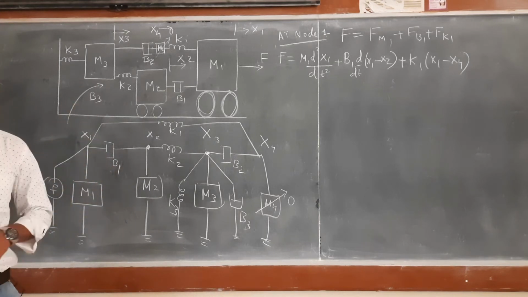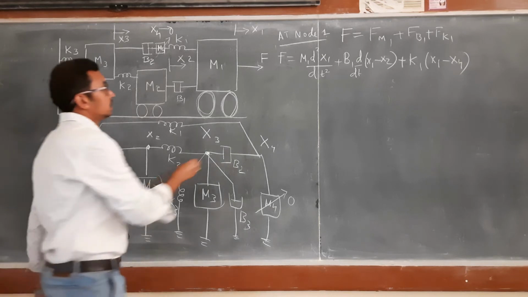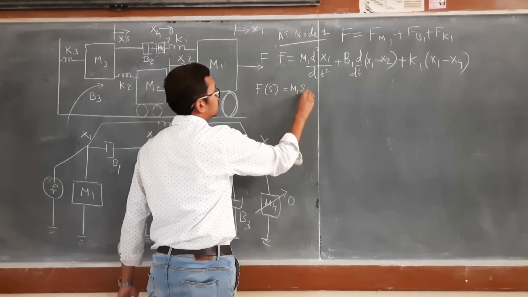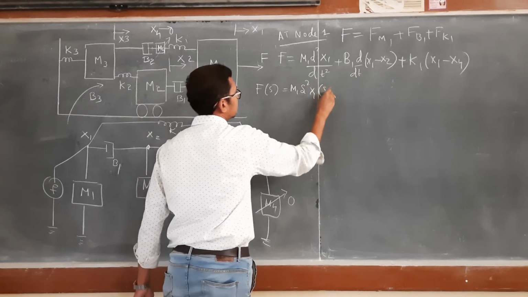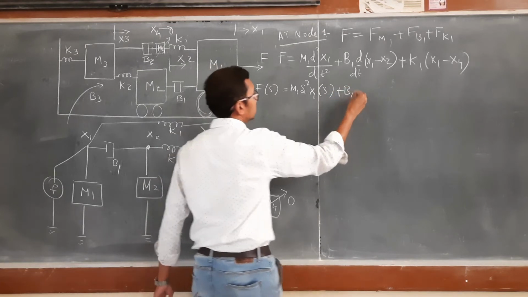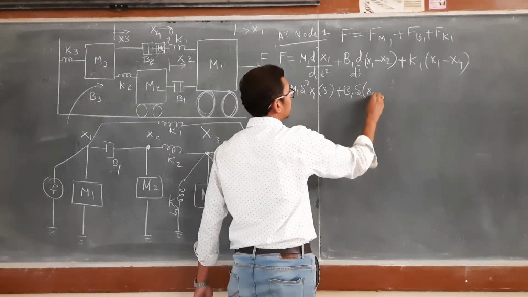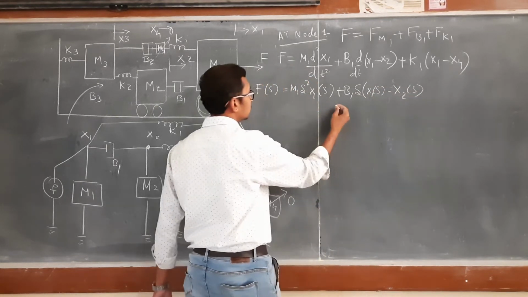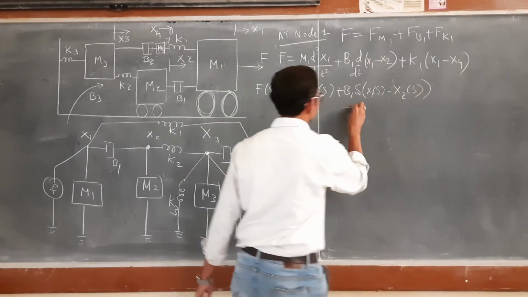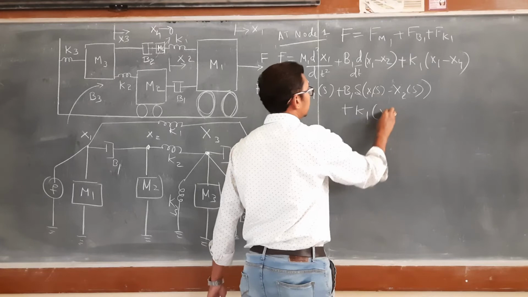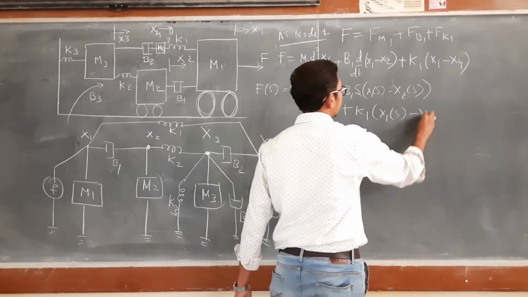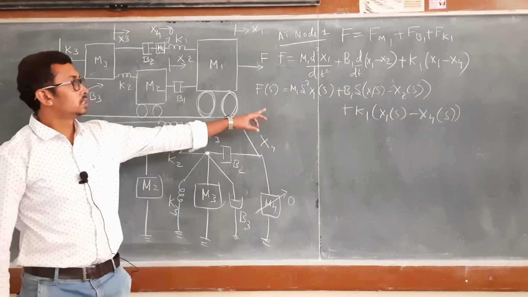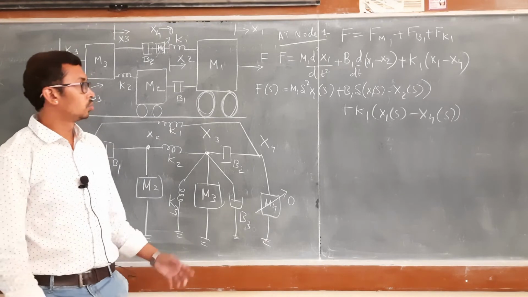So now we have to apply the Laplace. It will be written as F of s equals M1 s square X1 of s plus B1 s (X1 of s minus X2 of s) plus K1 (X1 of s minus X4 of s). Okay, so this is the equation number 1.